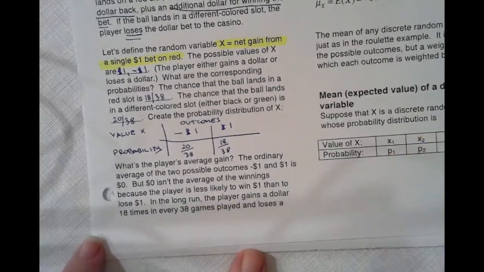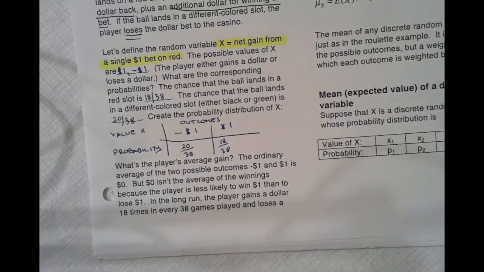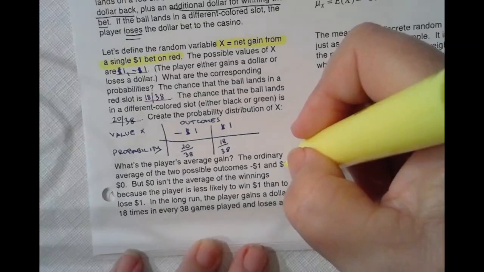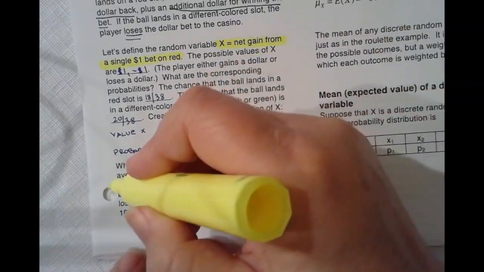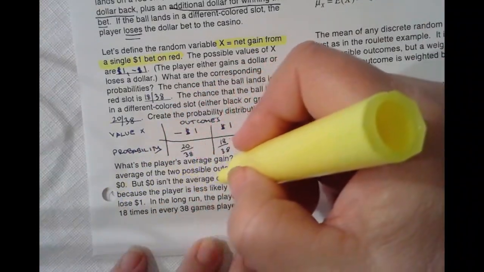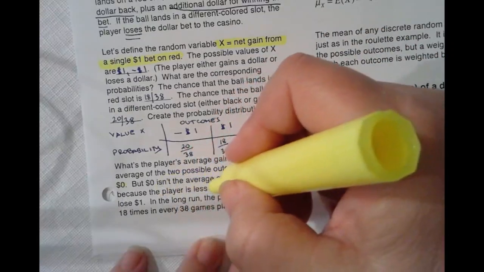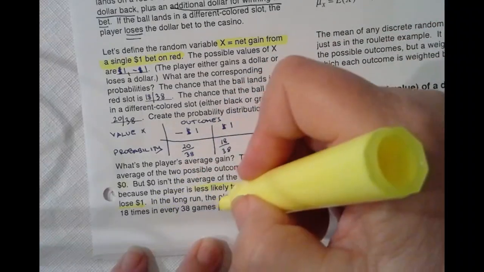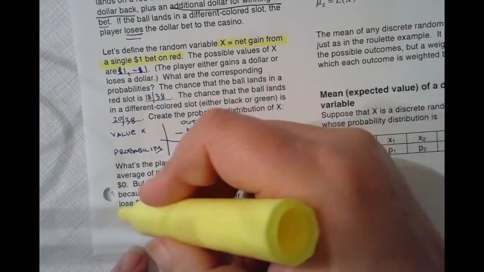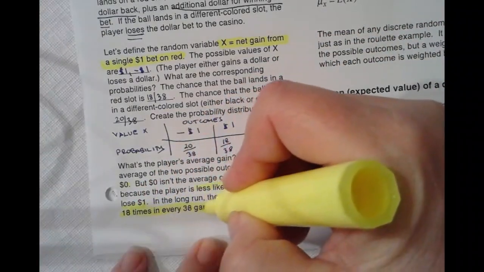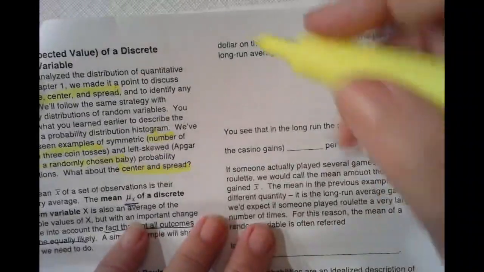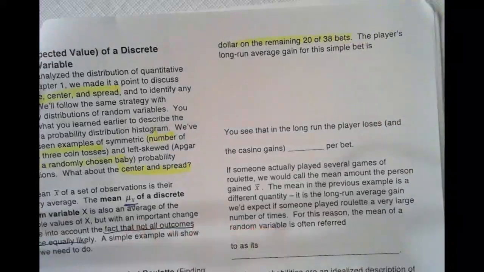What's the player's average gain? The ordinary average of the two possible outcomes, minus a dollar and plus a dollar, is 0. But 0 isn't the average of the winnings because the player is less likely to win than to lose. In the long run, the player gains a dollar 18 times on every 38 games played, and loses a dollar on 20 out of 38 bets.